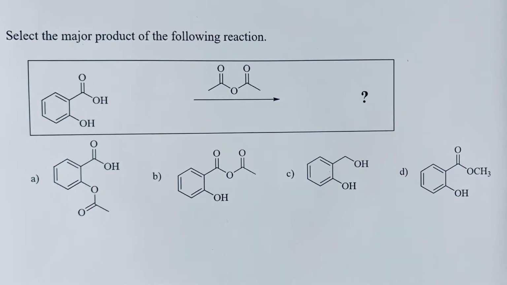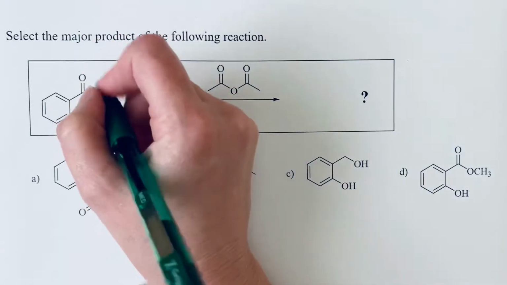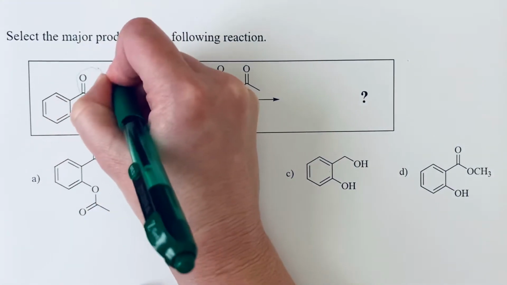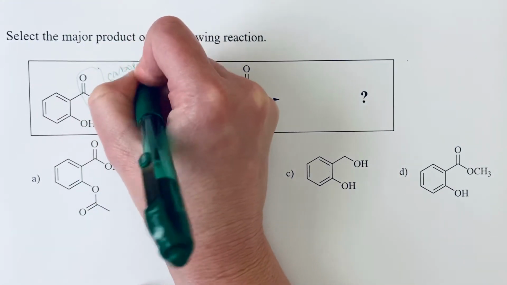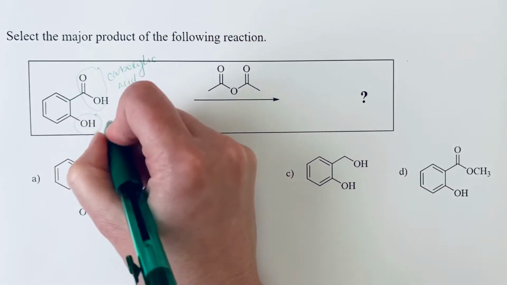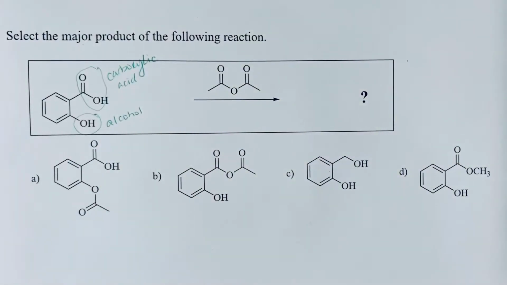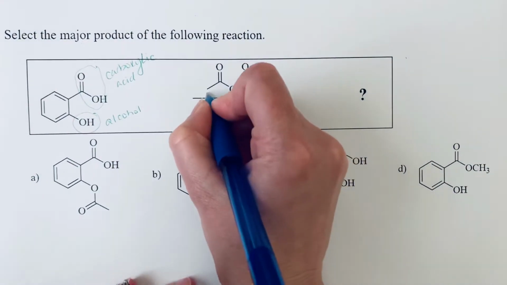Select the major product of the following reaction. All right, so we're going to look at what we have here. In our starting material, we have a benzene ring, we have a carboxylic acid, and we have an alcohol. And what we are reacting this with is an acid anhydride. So we have an anhydride.